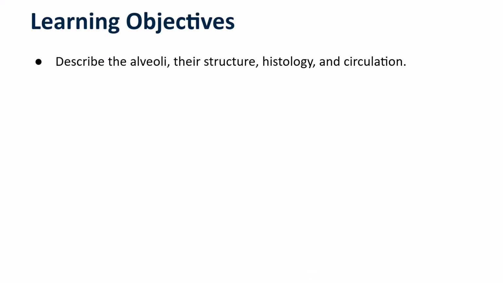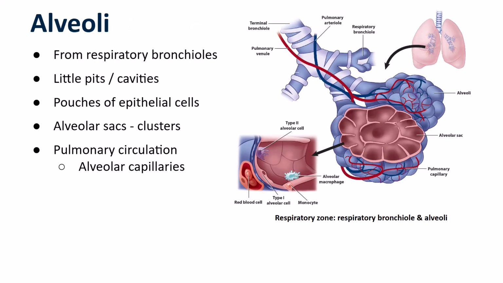In this video, we'll describe the alveoli, their structure, histology, and circulation. The alveoli come from respiratory bronchioles. Recall that conducting bronchioles give rise to terminal bronchioles. Terminal bronchioles are the end of the conducting system, and from terminal bronchioles, we have respiratory bronchioles. Respiratory bronchioles are where we have gas exchange beginning, and that is the function of the alveoli.